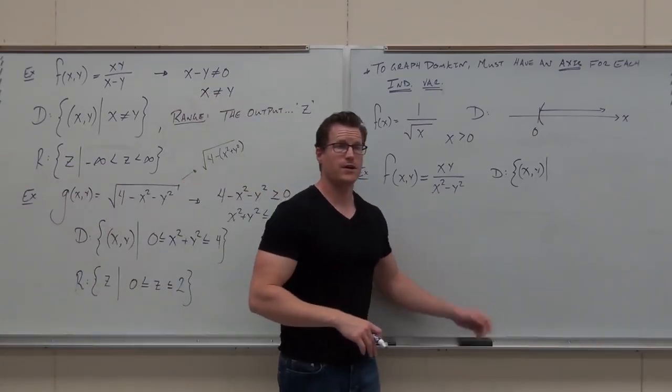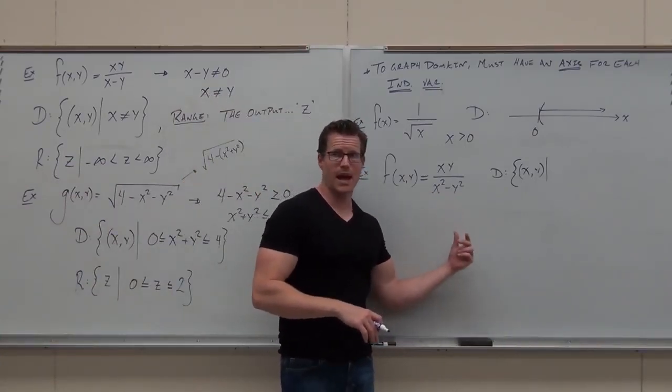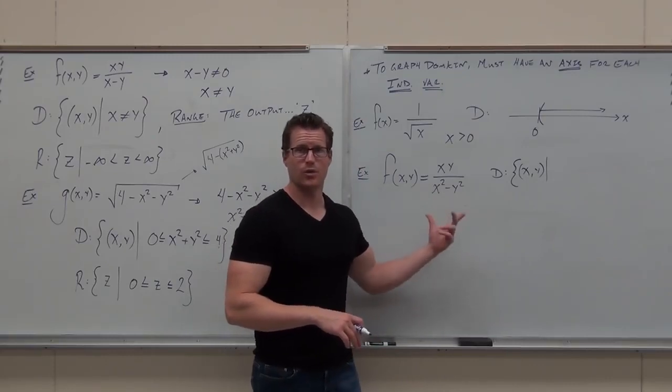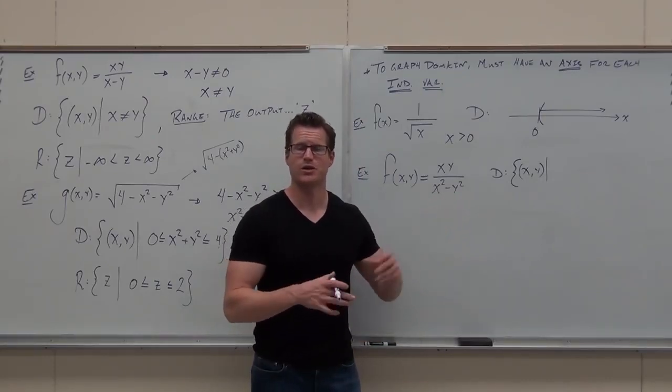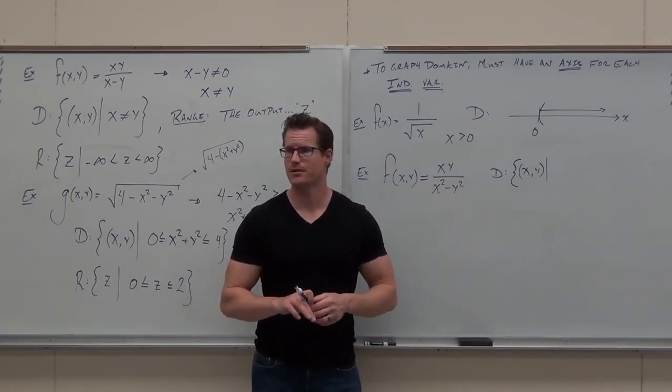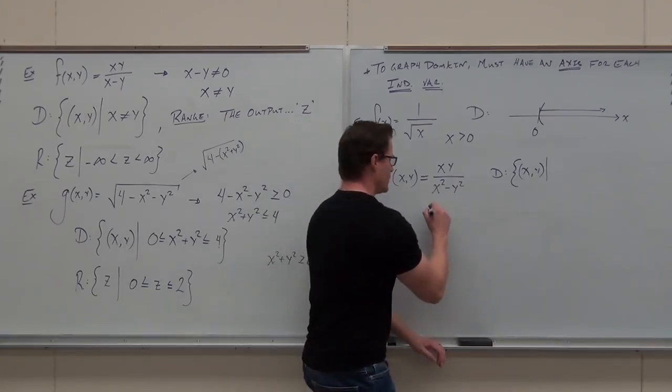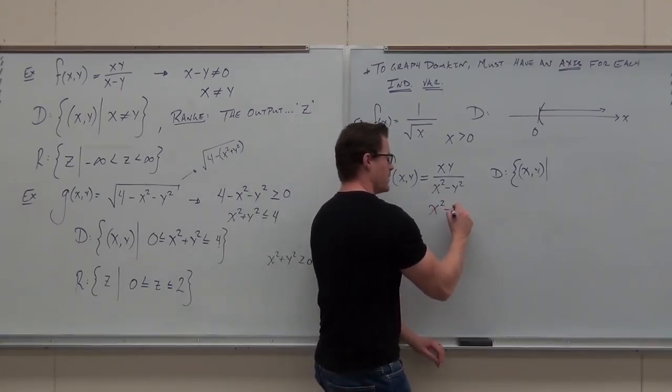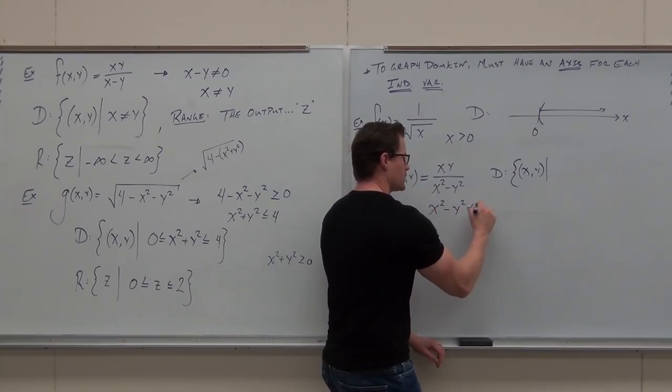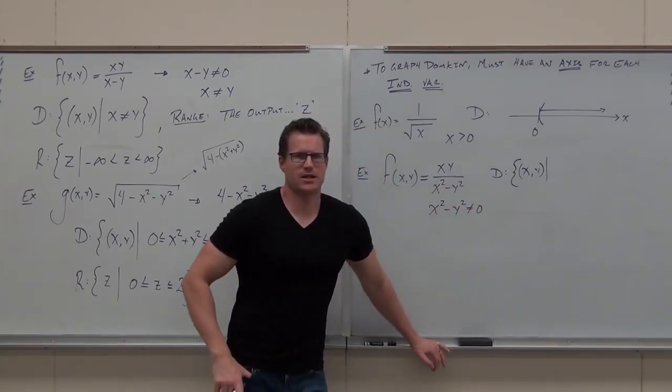So can we figure out what needs to happen with this thing? Well, it has no square roots, but it's got denominators. What do you know about denominators? So I know x squared minus y squared cannot equal 0. For sure, yeah, it's a denominator.